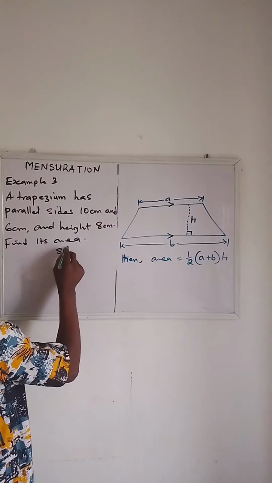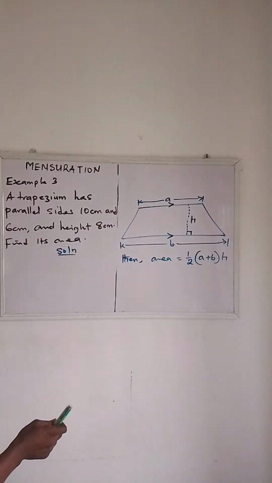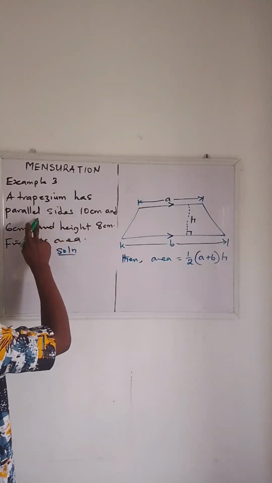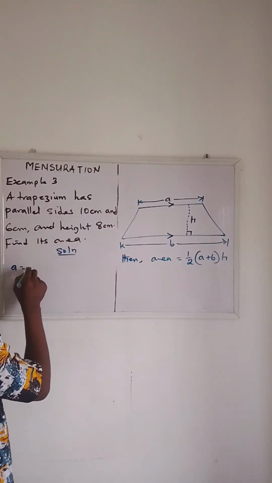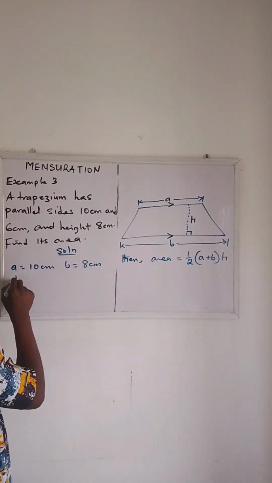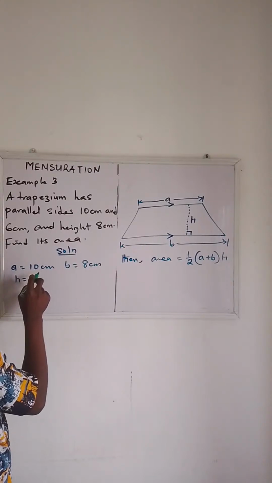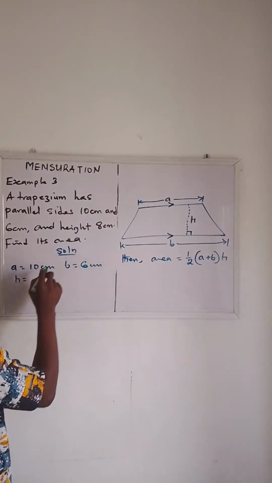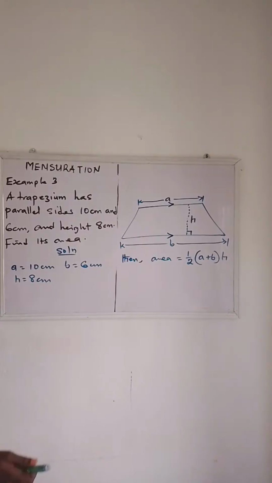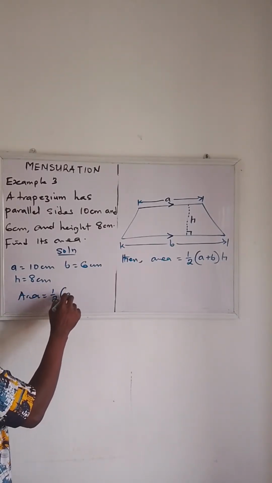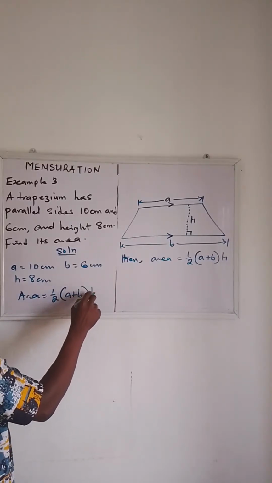Now the question asks you to find the area of the trapezium. We are given the two parallel sides. We have side A to be 10 centimeter, the second side B is 6 centimeter, and the height is 8 centimeter. So now you have to find the area. So area equals half A plus B times H.